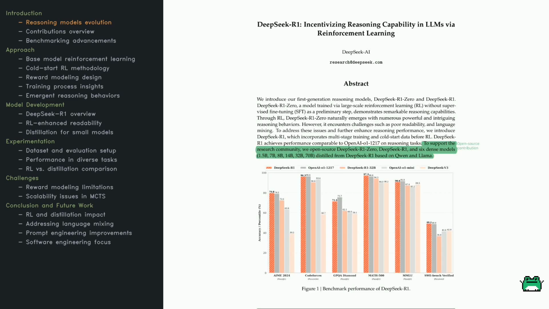All right, let's dive in. This paper introduces two fascinating models, DeepSeek R1-Zero and DeepSeek R1. Both are designed to boost reasoning capabilities in large language models using reinforcement learning. DeepSeek R1-Zero is the first of its kind, trained entirely with reinforcement learning, skipping supervised fine-tuning altogether.